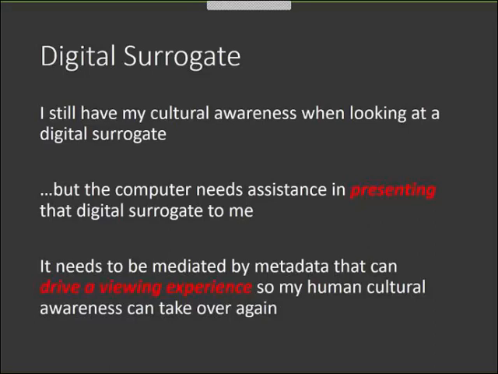I understand these concepts. But if a piece of software is helping me read that book, it needs some metadata itself to present the object to me if it's a complex object. And even if it's a single painting, the information might be the front and the back panels or different multispectral views of the image. This is stuff that as a human I can sort out, but a computer needs assistance in presenting it to me. It needs some sort of metadata, not to convey the meaning of the object, but to drive a viewing experience so that our human cultural understanding can take over again.